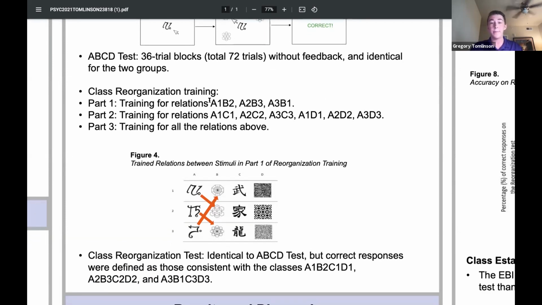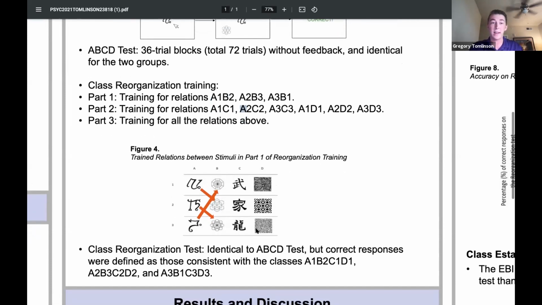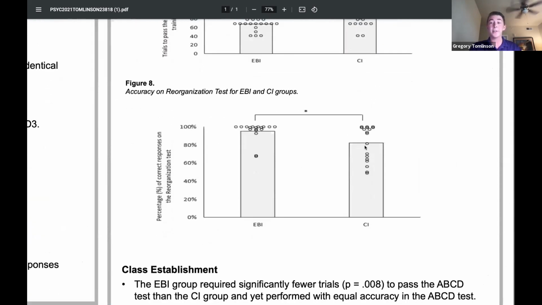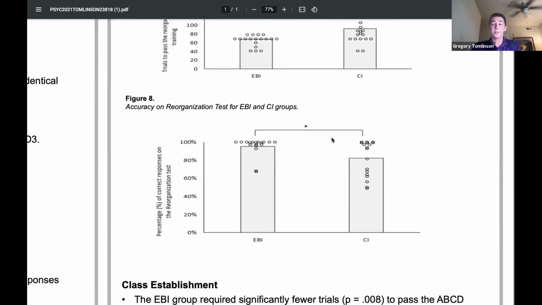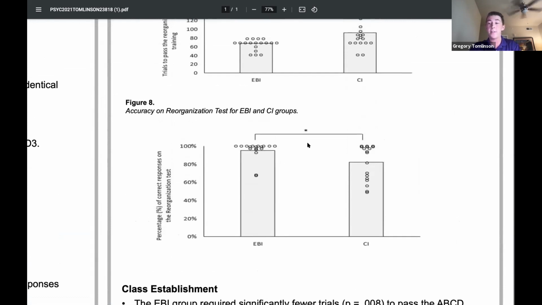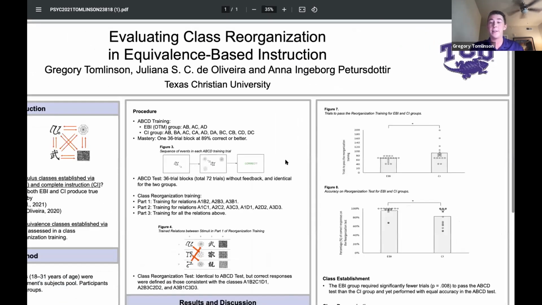We changed the AB relations. So AB no longer goes together like they thought, but the AC and AD relations remain the same. Then we entered them into a test, just like we did in the ABCD. We tested them on it to see how they did. And actually, our results were really interesting. Our results do show that there's a difference in accuracy and number of trials. The EBI group performed better on the test, and they reached that with fewer trials than the CI group. And this is really, really interesting to us.